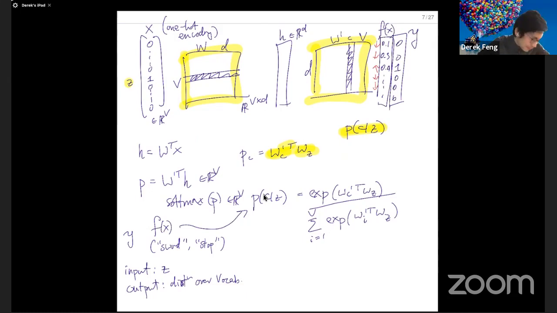So the question here is, why do I write W and W prime? I'm only writing W and W prime here because I want to be clear which thing I'm doing. Actually, W and W prime are exactly the same. But the W prime helps me to remember this is the matrix for the context, or the matrix for the actual word I'm trying to predict.